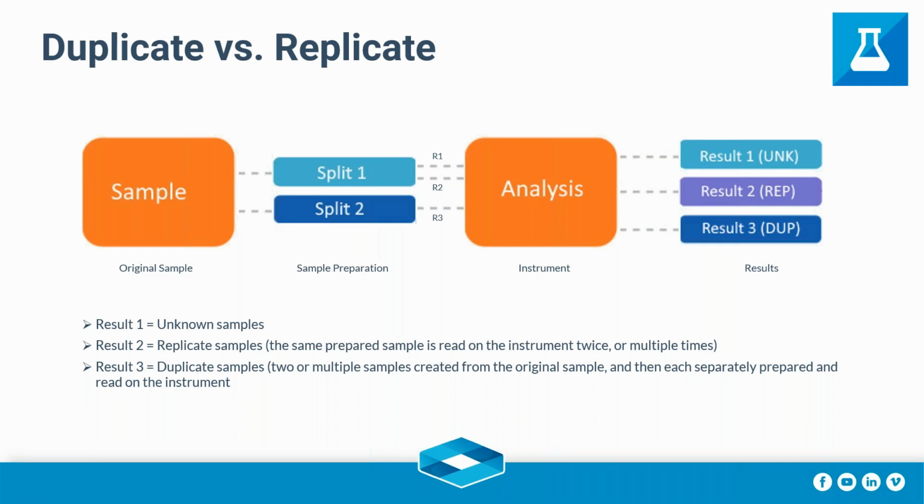Split number 2 will go on to the analysis stage, which produces result number 3. Whereas split 1 could go through the analysis stage multiple times. In this case, the second time it goes through will give us the second result. In the CCLAS context, we call it a replicate. The original sample, we call the unknown sample. And the result coming from the second split, result number 3, we call a duplicate.